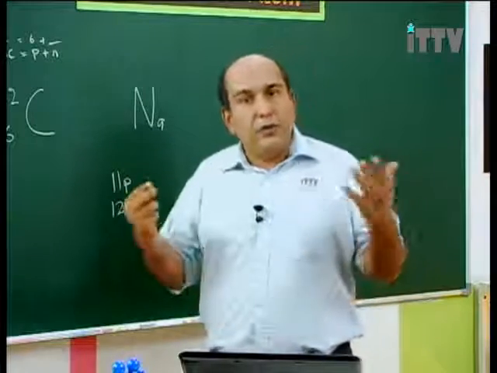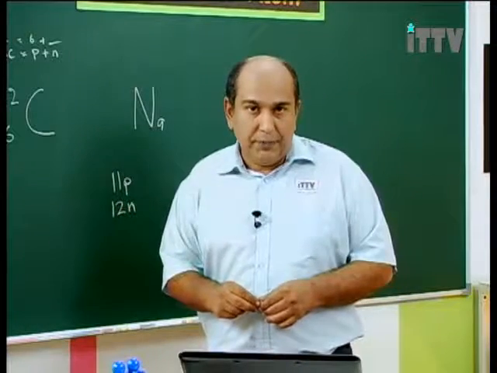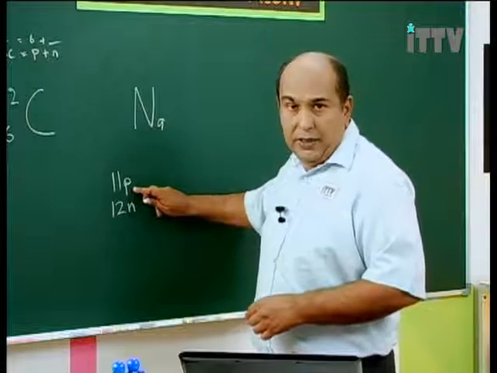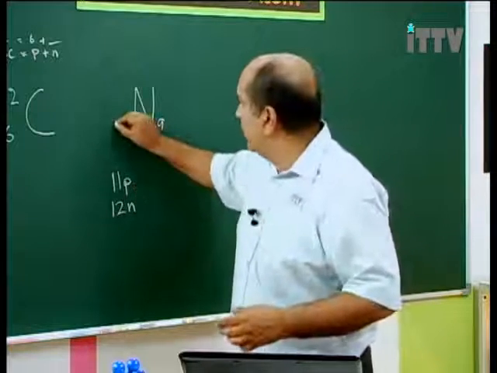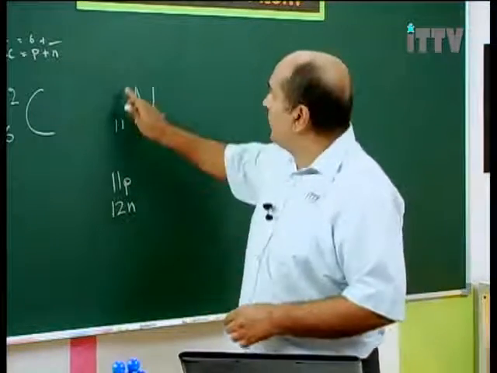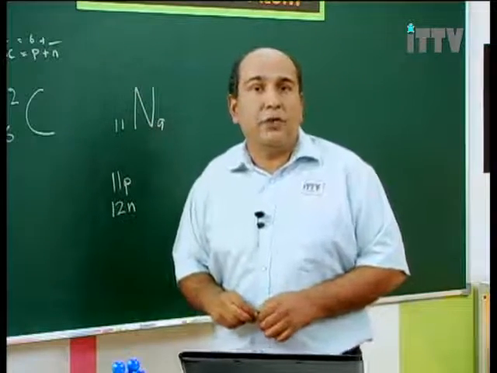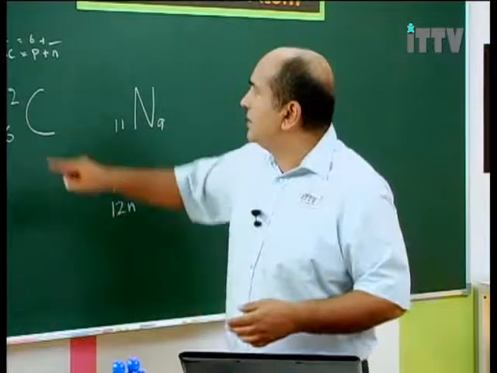We need to write down the nucleon number and the proton number. Well, we know the proton number, so we can put that in immediately. That's 11. But up here, we have a problem. We need to work out the nucleon number. Remember the simple equation?